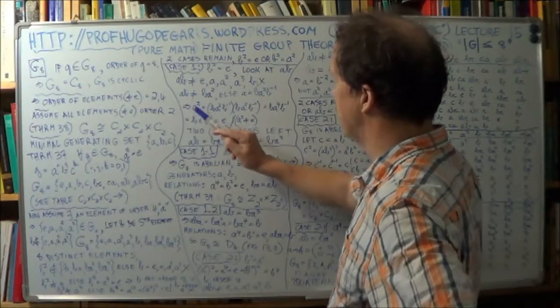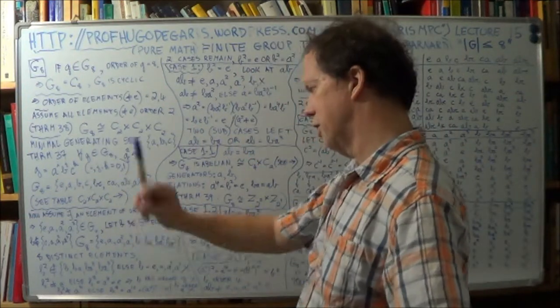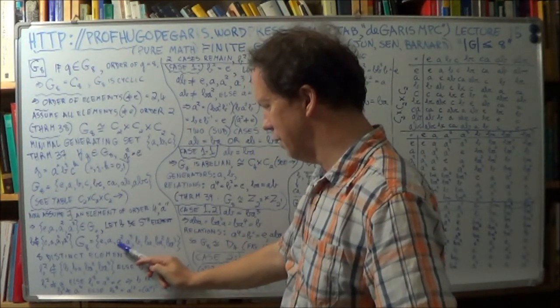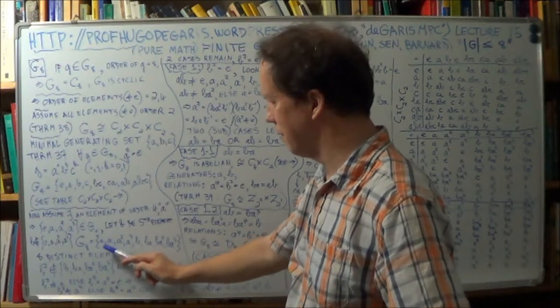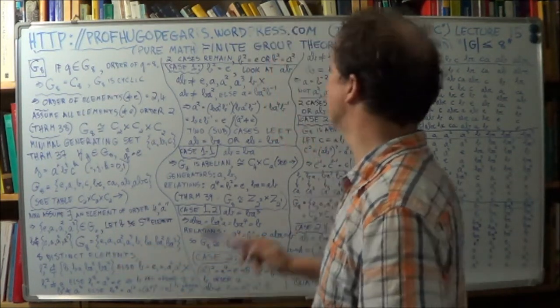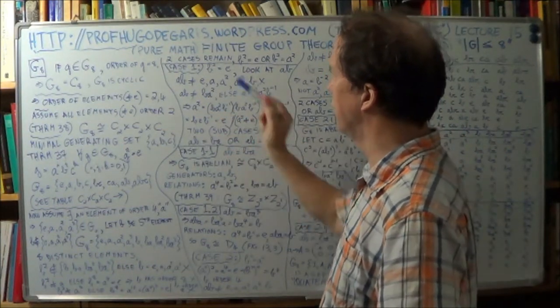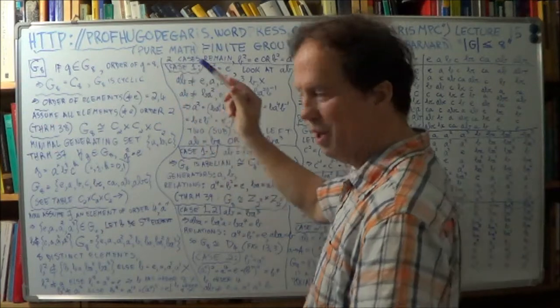So that means that a squared is e. But that's a contradiction, because a squared is supposed to be distinct from this. Right? These are all different. So you can't have a squared equal to e. That's a contradiction. Therefore, go back and negate what you negated at the beginning.